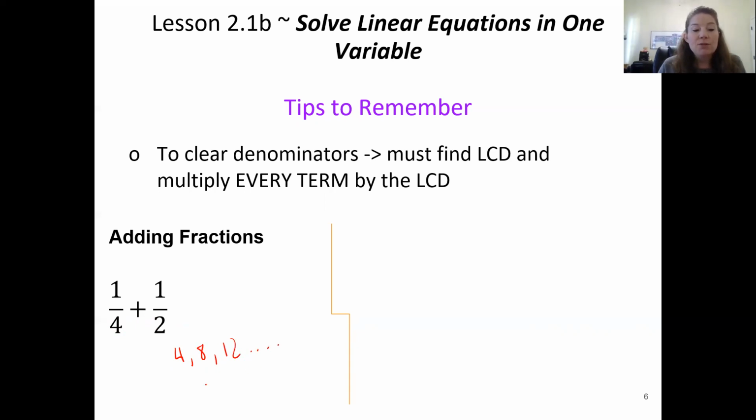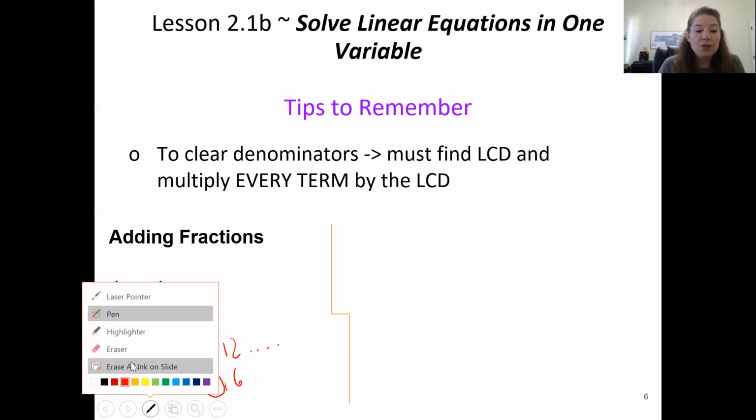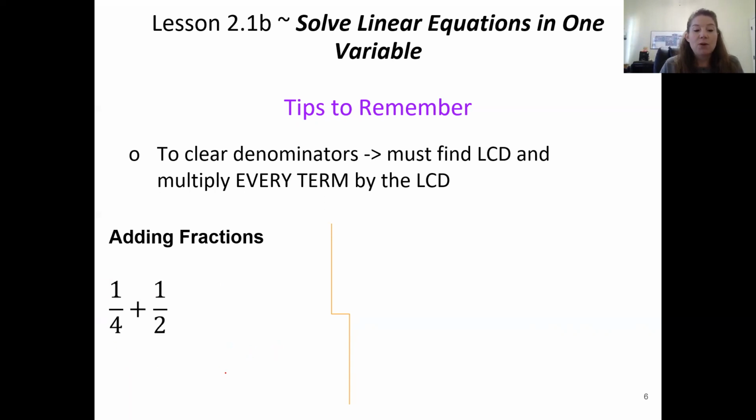Think of the multiples of 2. 2 times 1 is 2. 2 times 2 is 4. 2 times 3 is 6. Well, then we go, oh, wait, okay, well, 4 is a multiple of both 2 and 4. So we're going to use the common denominator of a 4.